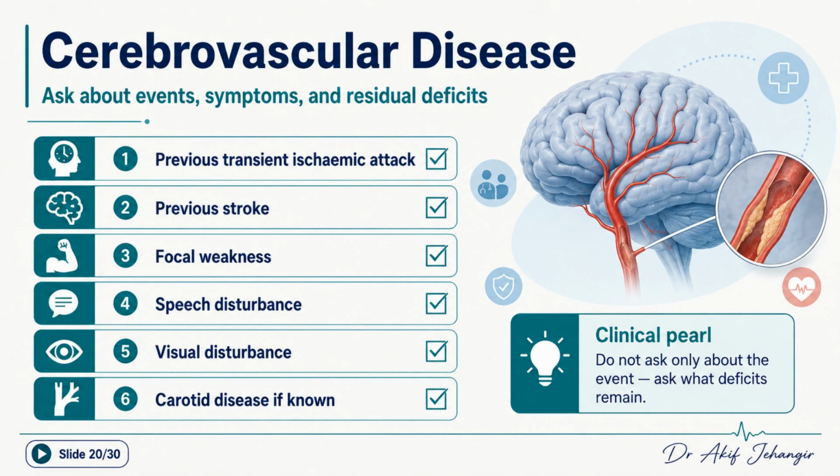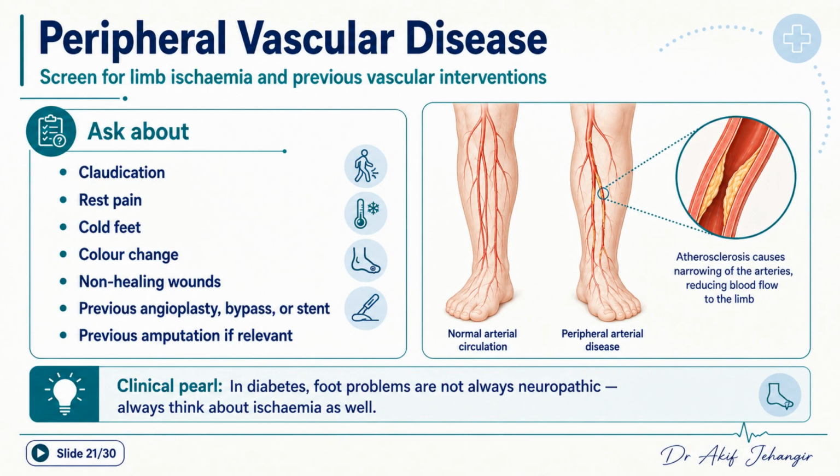For cerebrovascular disease, ask about previous transient ischemic attack, stroke, focal weakness, speech disturbance, and visual disturbance. Also ask what deficits remain. Don't just ask whether a stroke happened. Ask how it affected function. For peripheral vascular disease, ask about claudication, rest pain, cold feet, color change, and non-healing wounds. Ask about previous angioplasty, bypass, stenting, or amputation. In diabetes, foot problems are not always neuropathic. Always think about ischemia as well.